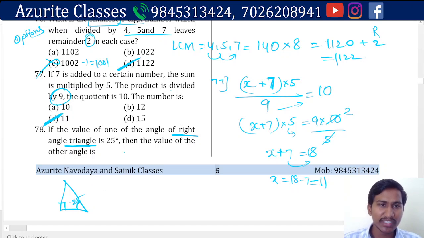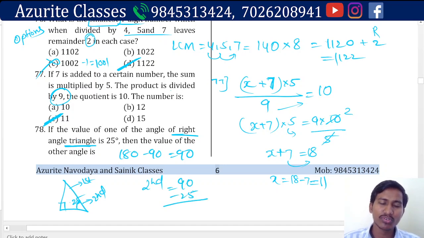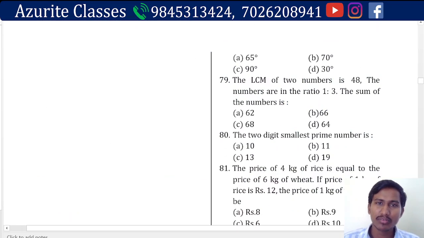So the total will be 180 degrees. From 180 if you subtract 90, you get 90, so this first one and the second one together will be 90 degrees. So if you subtract 25 from that 90, you will get the second angle. So the second angle will be 90 minus 25, that is 65. Answer, right? So question 78, 65 is the answer, option A is correct.